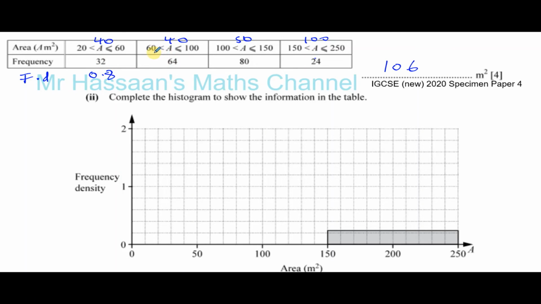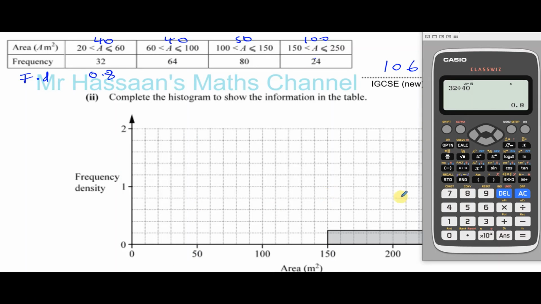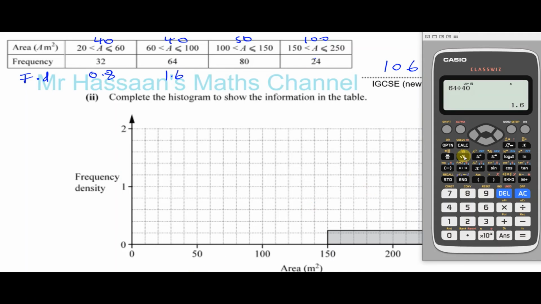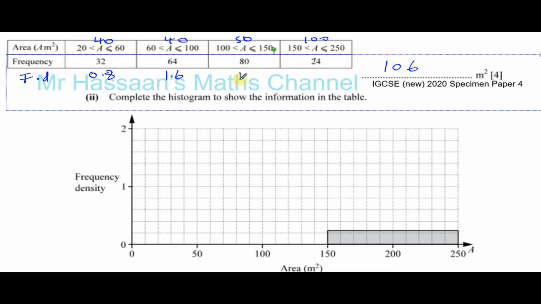And then we got to do 64 divided by 40. So we got 64 divided by 40, and that gives us 8/5, which is 1.6. So here we have 1.6. And then we got 80 divided by 50, which is 8/5, which is also 1.6. I can just make sure. 80 divided by 50, okay, which is 1.6 again. So this is 1.6. And then we've got 24 divided by 100, which is 0.24. Okay, so that's the frequency density.